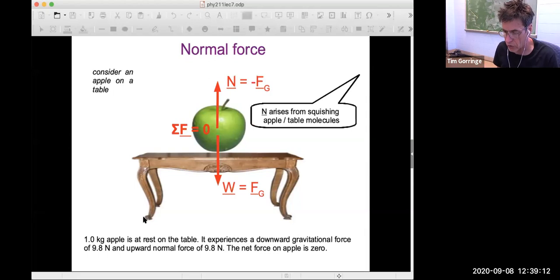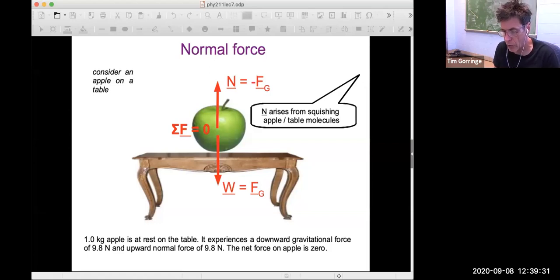Okay, here's the next force for today's class. It's the normal force. Call it the normal force. It's an example of a contact force, meaning it occurs when two objects, here the apple and the table, are in contact with one another. So we get a contact force. In this case, it's called the normal force.